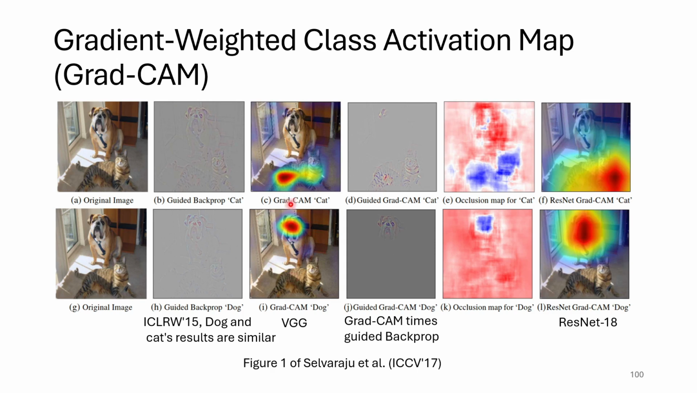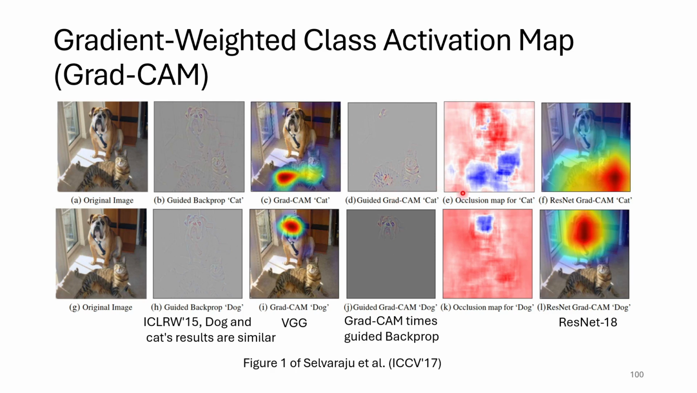Alright, so if they can highlight this region, then they can combine their algorithm with some existing network visualization algorithm, for example guided backpropagation. So they combine their algorithm with guided backpropagation, and they get this result. It means they will only highlight the cat. So what's the problem of this guided backpropagation algorithm? It highlights not only the cat, but also the dog.